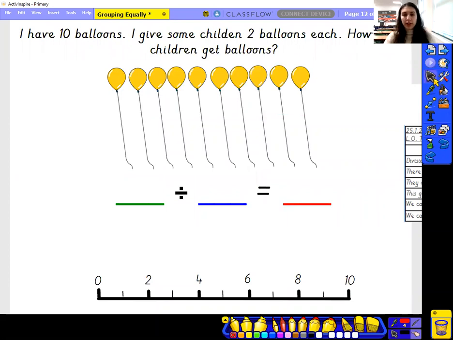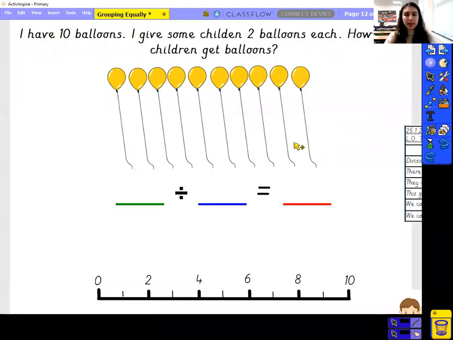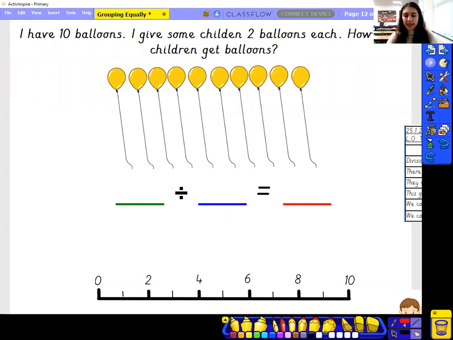Let's look at it with some balloons. So I have 10 balloons. I give some children 2 balloons each. How many children get balloons? So let's have a think at how we would represent this as a division. Well, when I do a division, I must start with my biggest number, my whole amount. Well done. So that means my whole amount of balloons is 10 balloons.